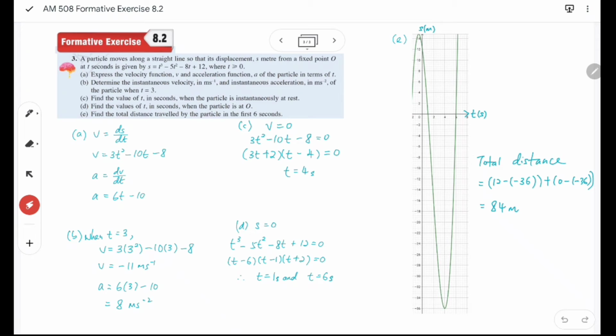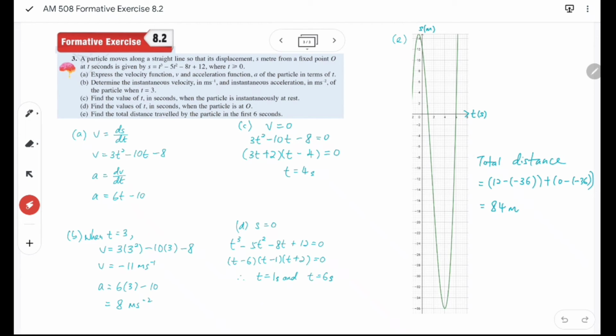B. Determine the instantaneous velocity in meters per second and the instantaneous acceleration of the particle when t equals 3. So, when t equals 3, v equals 3 squared minus 10 times t, which is 3, minus 8. After the calculation, we get v equals negative 11. Again, when t equals 3, we need to find the acceleration. So substitute t equals 3 into the acceleration function. There we get 6 times 3 minus 10, and we get 8 meters per second squared.